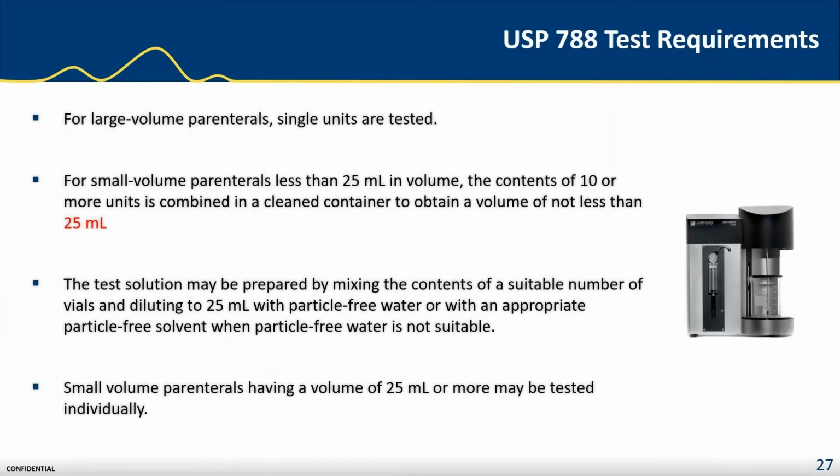When testing a single unit, this testing can be used for large volume parenterals. If the parenterals are less than 25 milliliter in volume, then up to 10 units can be tested with a combined volume of 25 milliliter. So you could test 2 or 3 or 5, depending on your SOPs, as long as they combine to a 25 milliliter volume.